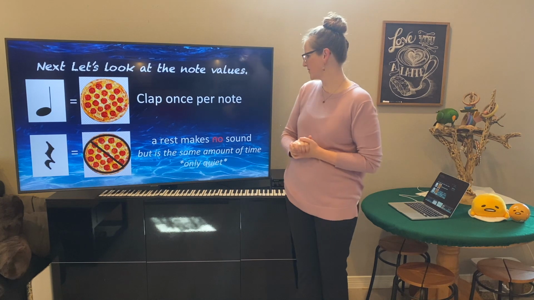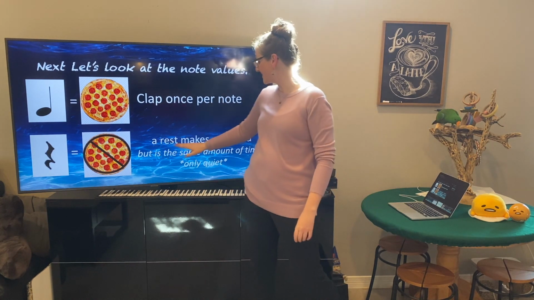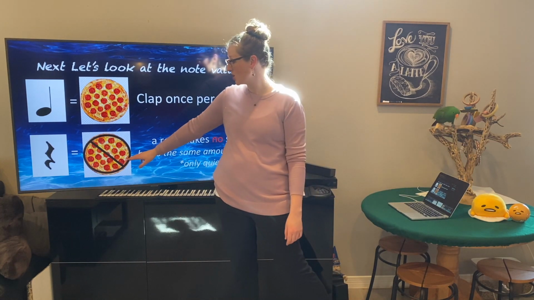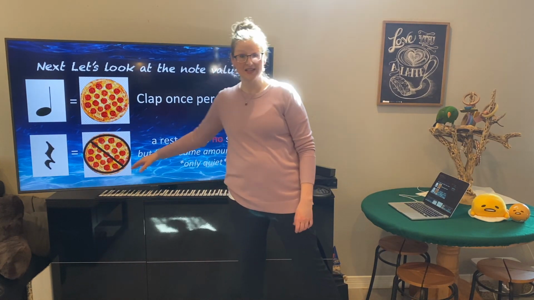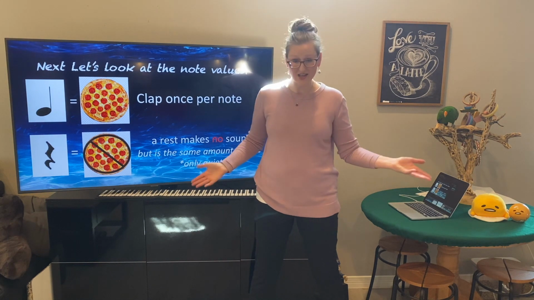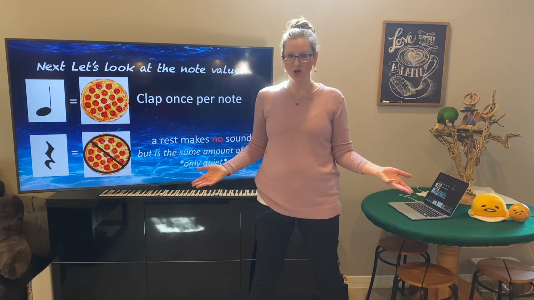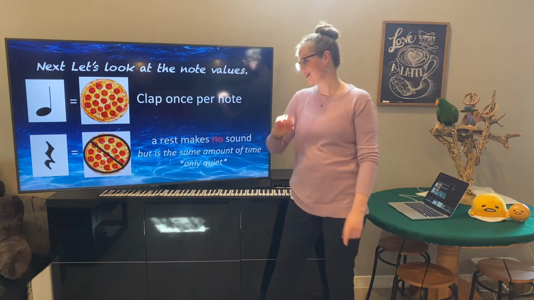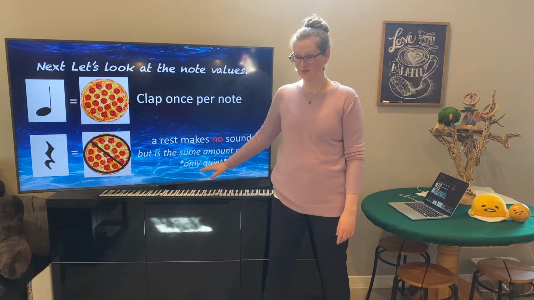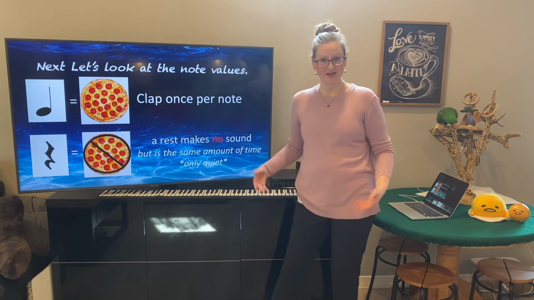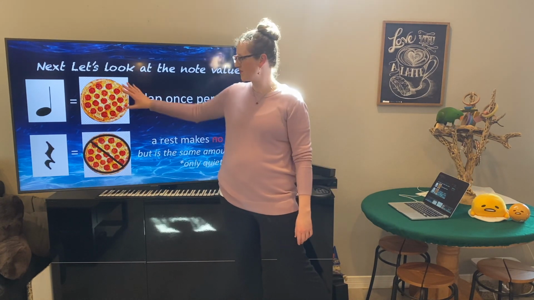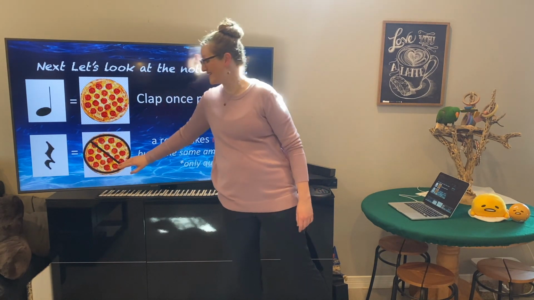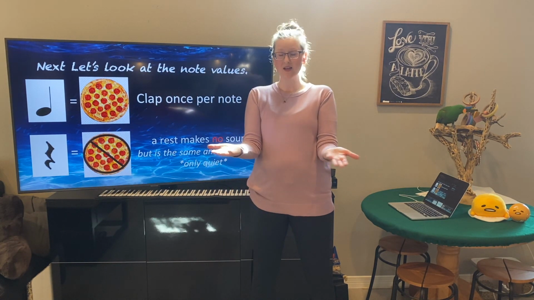That's 1 quarter note. A rest makes no sound, okay? It means we have the pizza dish, but no pizza. There's no pizza on it, which kind of is not very cool. But it's the same amount of time, only it's quiet. So I kind of imagine it this way. The quarter note is a pizza. The quarter rest is the pizza pan. No more pizza.